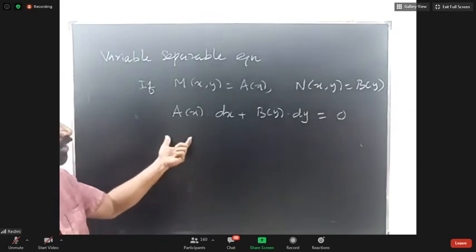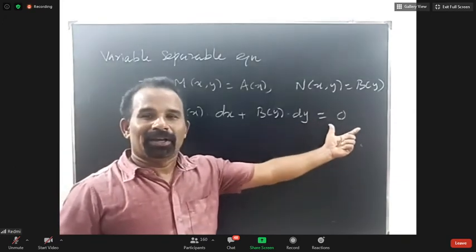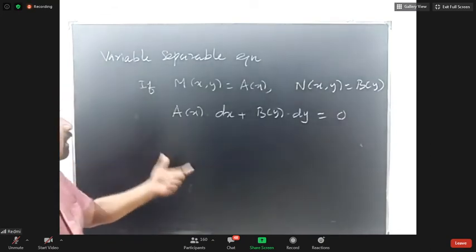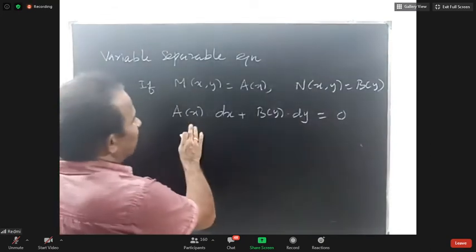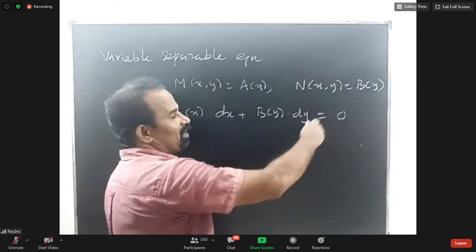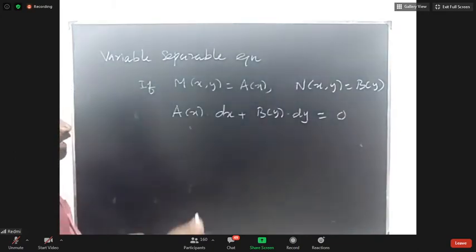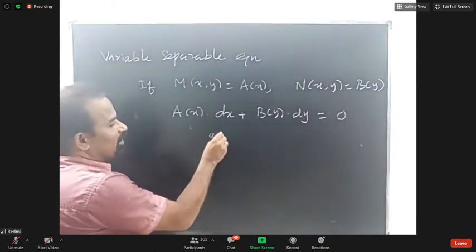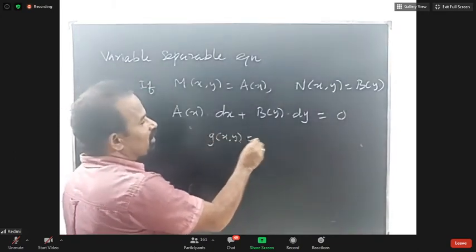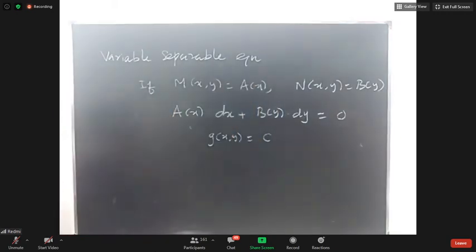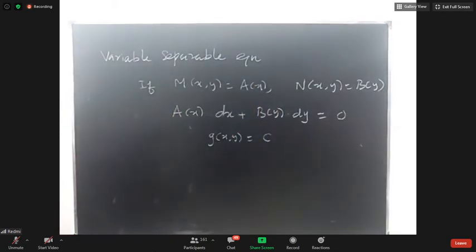You will be getting a function of x and a function of y. Therefore, you will be getting a function of x and y equal to some constant. So therefore, this is variable separable.